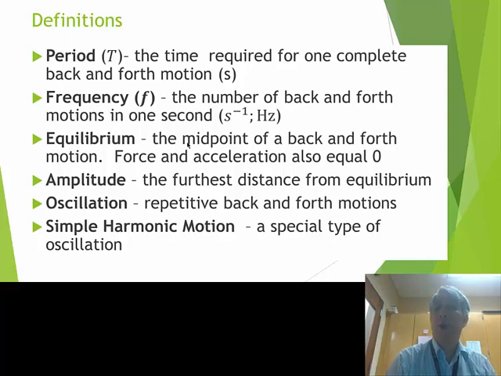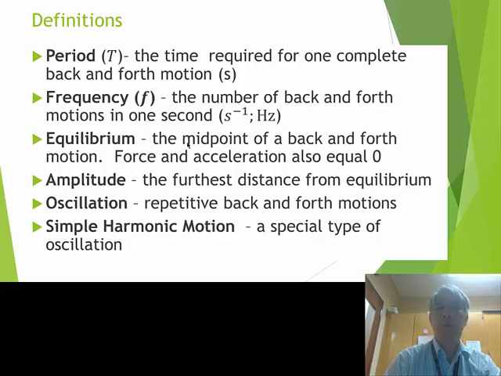Period is the time required for one complete back and forth motion. Sometimes you do need to be careful. The questions give you only 1/2 of the motion, and you need to realize that you need to go a full back and forth. A period is measured in seconds. Frequency, however, is measured in 1/seconds. This is the number of back and forth motions in 1 second. We also use the units of hertz for frequency.